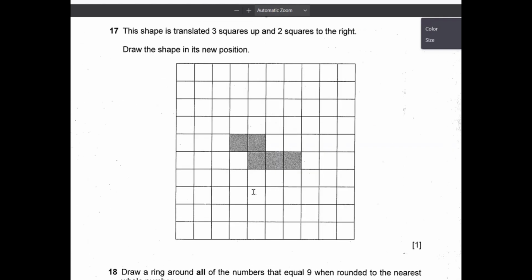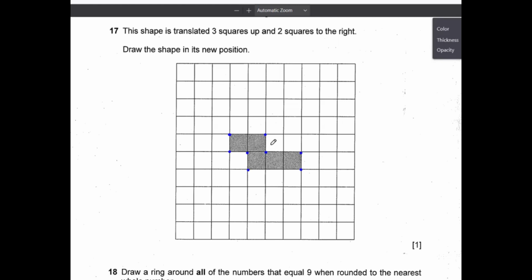Question, they say this shape is translated 3 squares up and 2 squares to the right. Draw the shape in its new position. To draw the shape in its new position, you need to copy some of the vertices, and then after that you finish the shape. For me, it's important to copy these vertices, and you need to know to copy these vertices and so on.